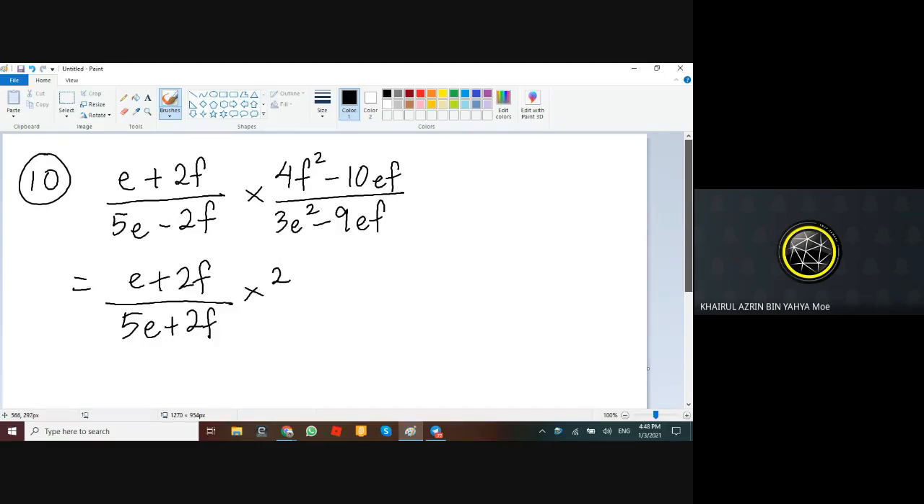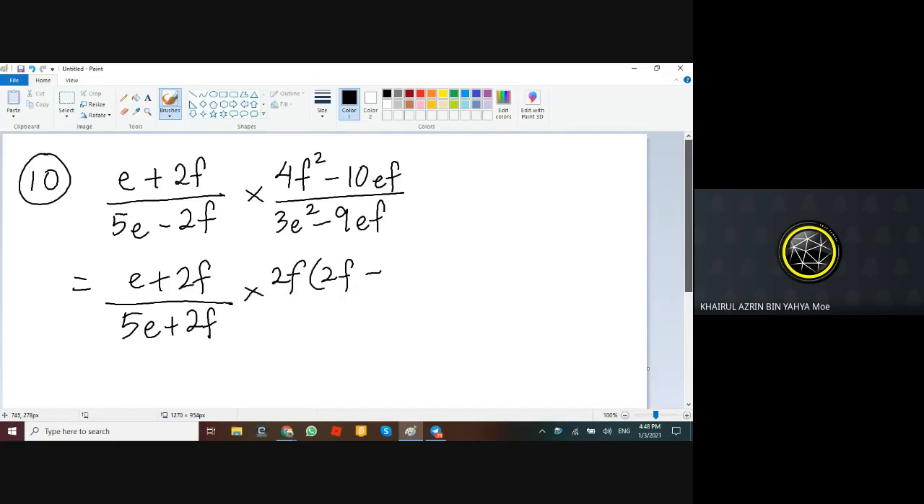F square, EF. Common is F. We can factor F. Okay, so now 4 divided by 2 is 2, and then F square divided by F is F.